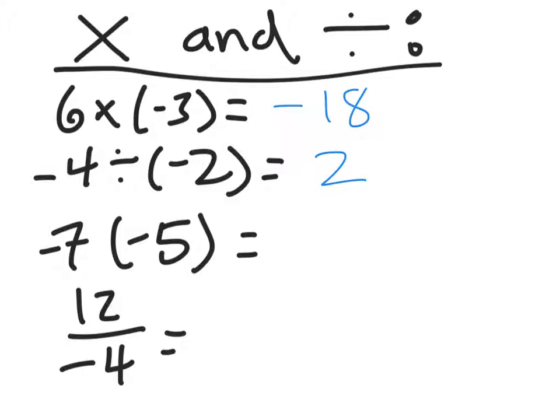Another multiplication problem here. Don't forget numbers next to parentheses. This right here means multiplication. So we have a negative 7, and we're multiplying a negative 5. They're both negative, so the result will be positive, and 7 times 5 is 35. And lastly, 12 divided by negative 4. Positive divided by a negative will be a negative, and 12 over 4 is 3.